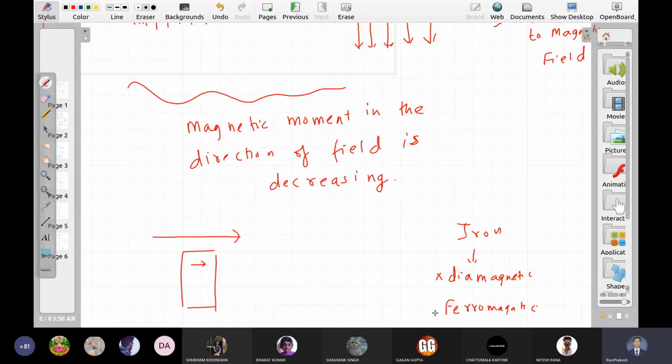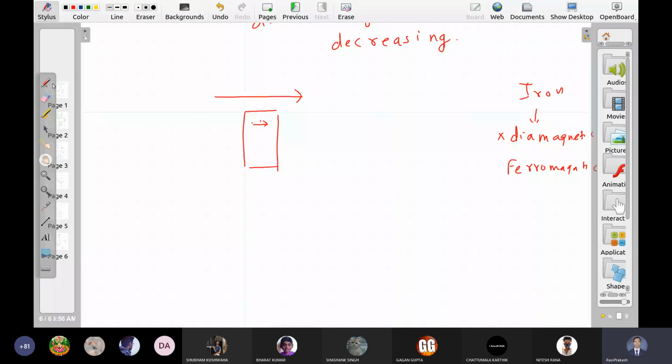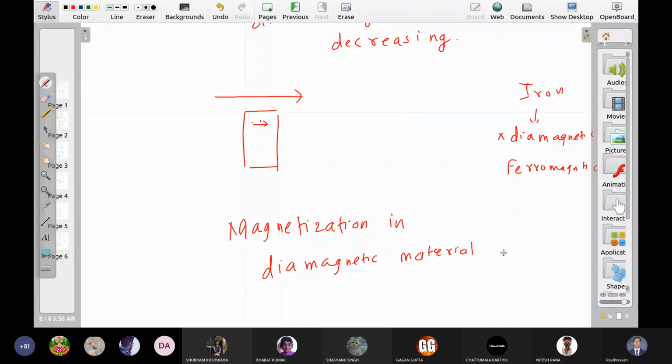So by birth, by nature, all materials are diamagnetic. But yes, this effect is extremely small. The magnetization generated by this effect is small. Magnetization in diamagnetic material is small. Okay. How much is the magnetization? We can calculate that also.